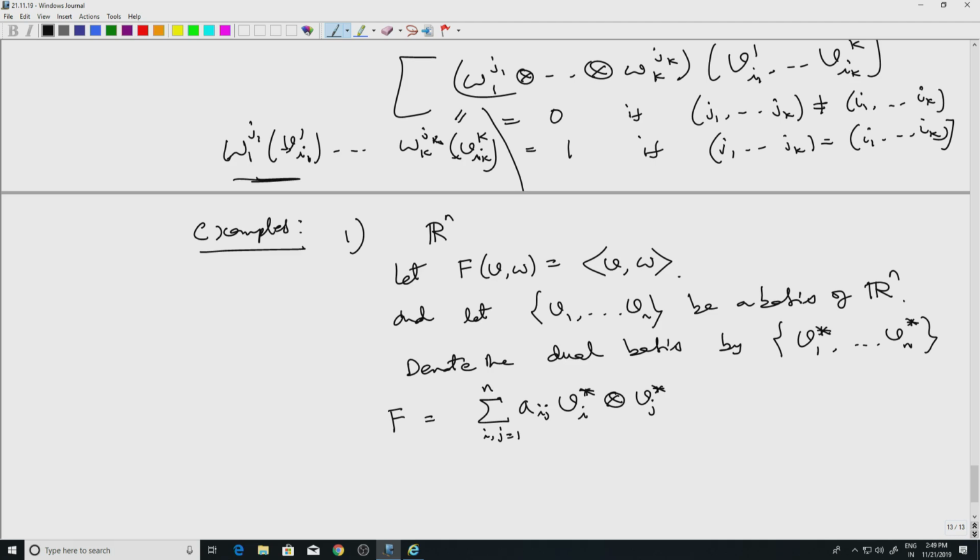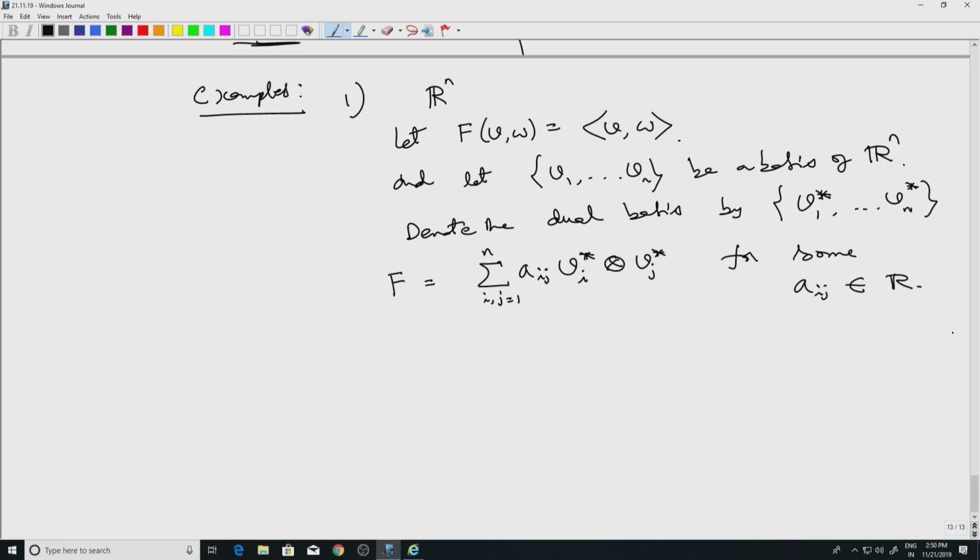So in general, for an arbitrary basis, this is all one can say. I really can't use the fact that I'm working with the inner product to say anything more specific. This is for some aij in R. The point is, what are these aij's? As I said, for a general basis, there's not much which can be said.